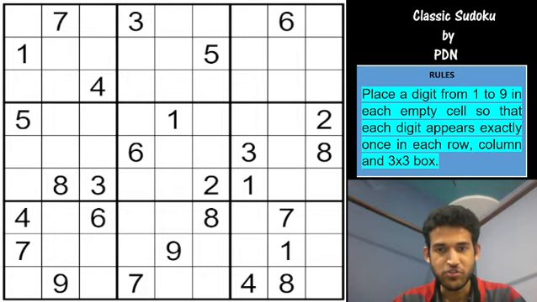So I'll start the Sudoku now. Normal classic rules apply. Each row, each column and 3 by 3 box of the grid will have digits from 1 to 9. No repetitions. Standard classic rules. So I'll start the Sudoku now.